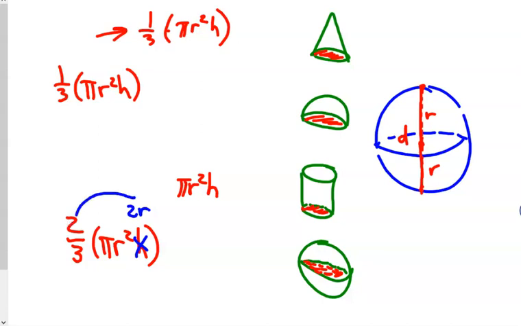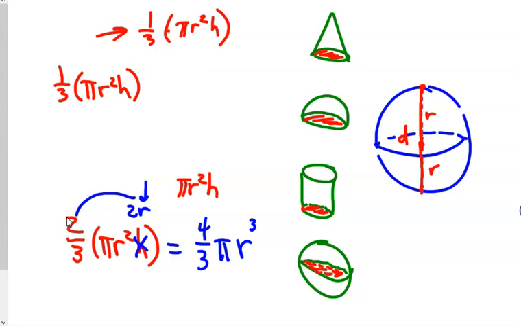So if I multiply the 2 to the 2/3, because I'm doubling it, I end up with 4/3 pi, and then I have an r squared plus 1 additional r. So that means I have 3 r's altogether, going back to your algebra rules for exponents. So the final formula for a sphere is 4/3 pi r cubed, because we're replacing the h with 2r.